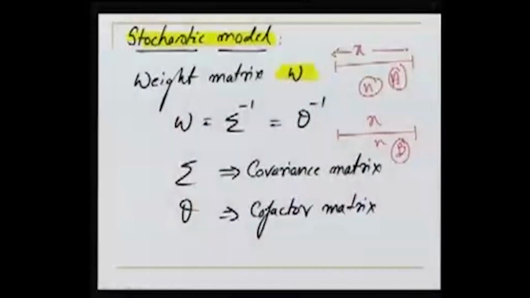The more the standard deviation of these observations, what is the meaning of it? They deviate more from the mean. So the variance is more. That means the precision of the observation is less. So if the precision is less, we would like to give less weight to the observation. Because of this only, we know it, we have already discussed this previously, that the weight matrix is the inverse of the covariance matrix, or more appropriately the cofactor matrix.